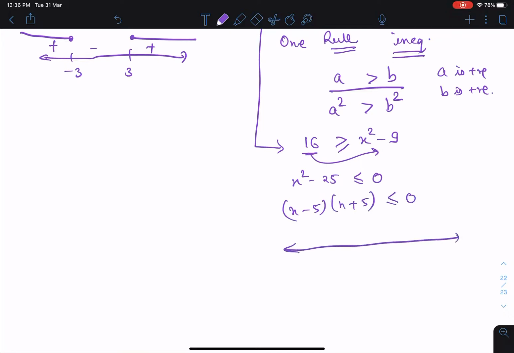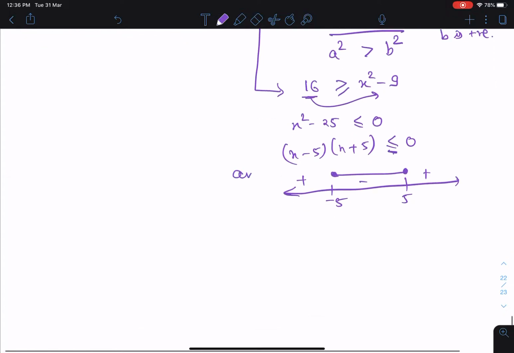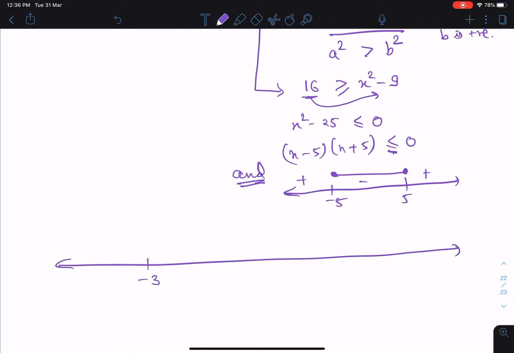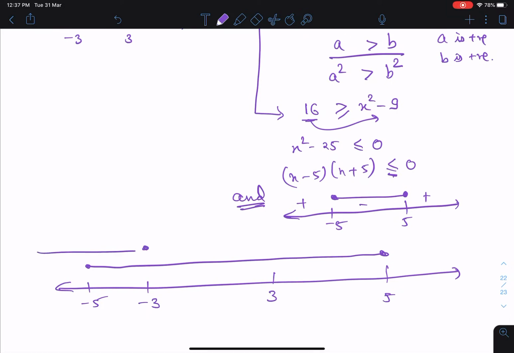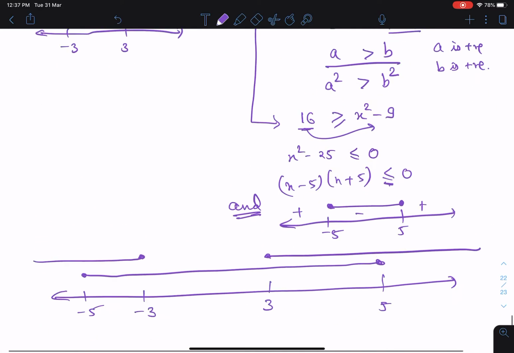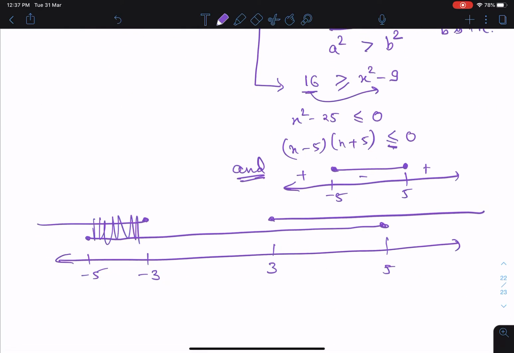So again draw the number line. Minus 5, 5, plus minus plus. You want a negative solution, so this is your solution. Just take the intersection of both because you have put an and sign here. Draw the number line. Mark all the points that you are getting. One solution is from minus 5 to 5 and the other solution is from minus infinity to minus 3 and 3 to infinity. Where you are getting the common solution, where you are seeing the two lines, this will be your final solution.